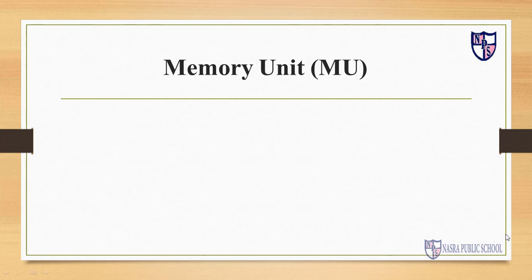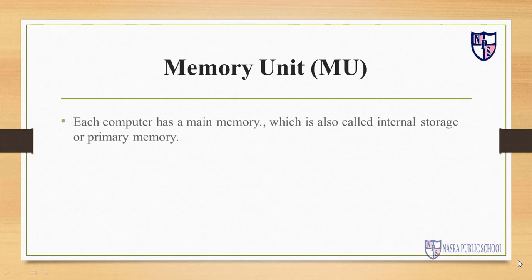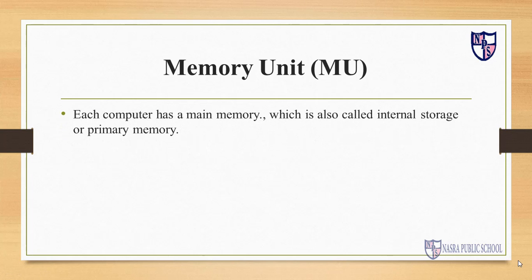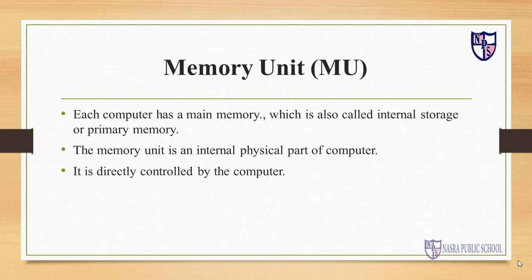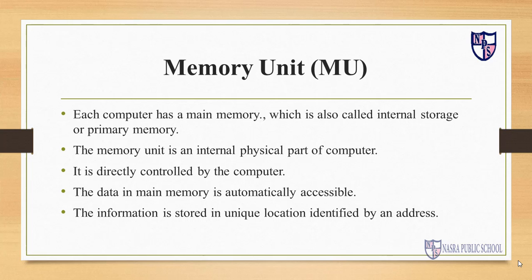Our next component is memory unit. Each component has a main memory, which is also called internal storage or primary memory. The memory unit is an internal physical part of computer. It is directly controlled by the computer. The data in main memory is automatically accessible. The information is stored in unique locations identified by an address. So these are the functions of memory unit.